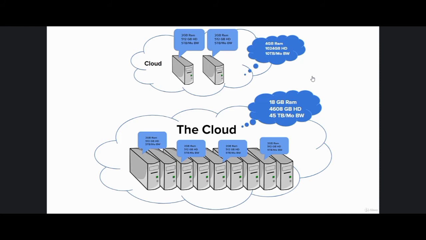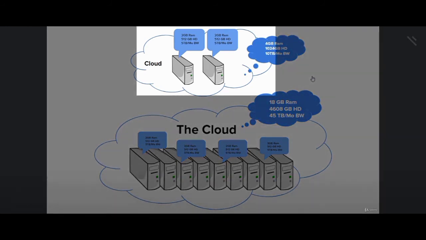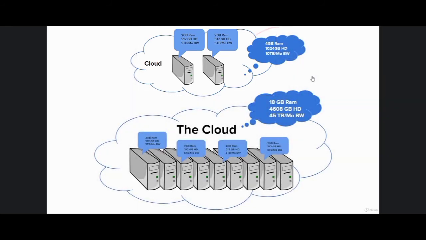Say for example, we have a data center with 2 servers, each with the following specifications: 2 GB of RAM, 512 GB of hard drive storage, and 5 TB of monthly bandwidth allocation. If we were to combine the computing power, storage, and bandwidth of these 2 servers, we have 4 GB of RAM in total, 1024 GB of storage space, and 10 TB of monthly bandwidth. You can think of this total pool of resource as the computing cloud.